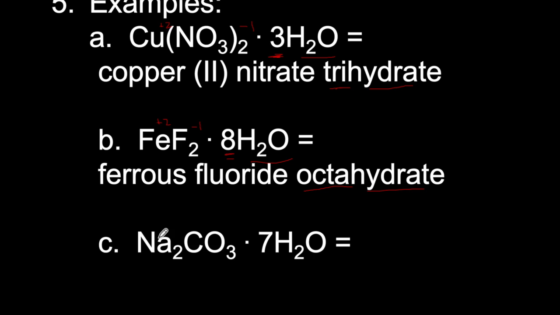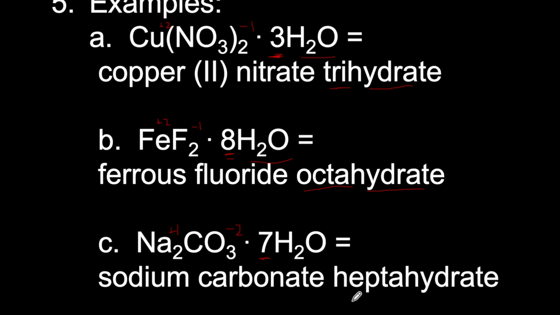For the next one, this is a carbonate, has a -2 charge to it. Sodium has a +1 charge to it. That's the reason why you have 2 down here to balance out the charges for it. So this is your sodium carbonate. There's only one name for this compound. And then the word for 7 is hepta. So it would be called sodium carbonate heptahydrate. And again, hepta means 7, and hydrate means water.